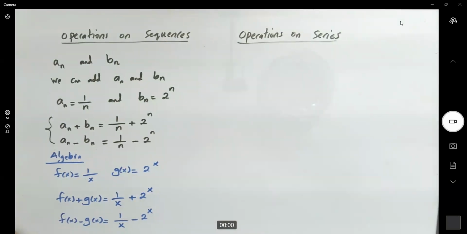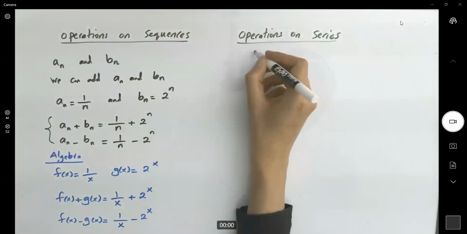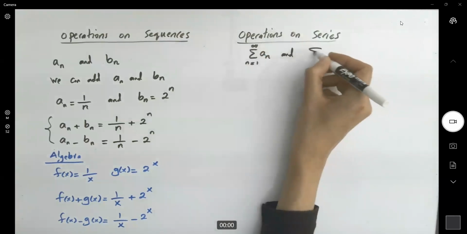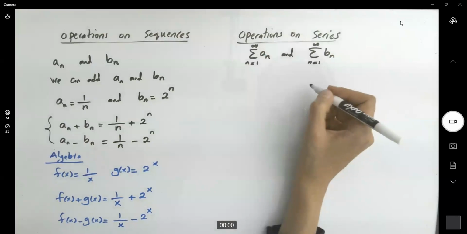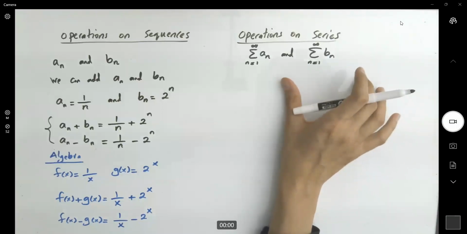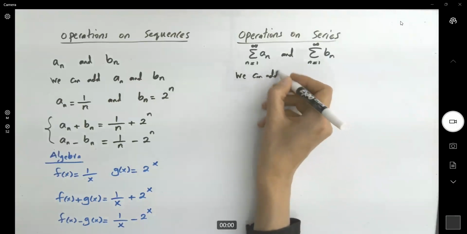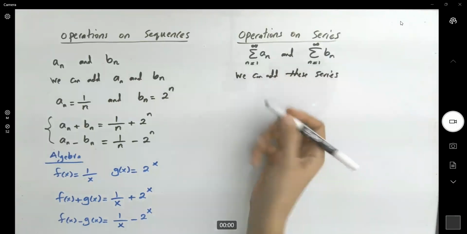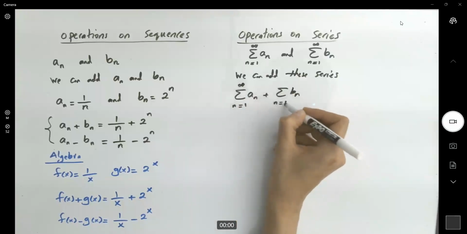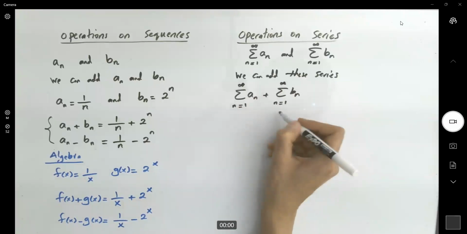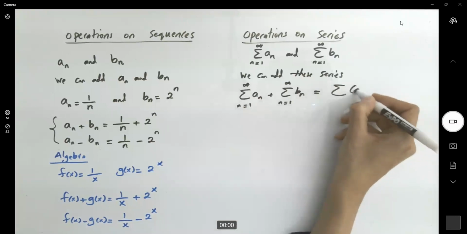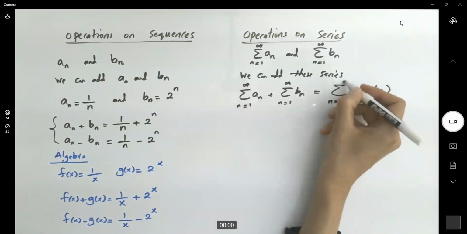What about series? If I have two series, the sum of a sub n starting from 1 going to infinity, and the sum of b sub n starting from 1 going to infinity, two series. We can add, we can subtract these series. We can add these series. For example, the summation of a sub n from 1 to infinity plus the summation of b sub n from 1 to infinity. Just note that these two must start from the same number. The initial bound, the lower bound, must be the same. It becomes the sum of a sub n plus b sub n, starting from 1 going to infinity.